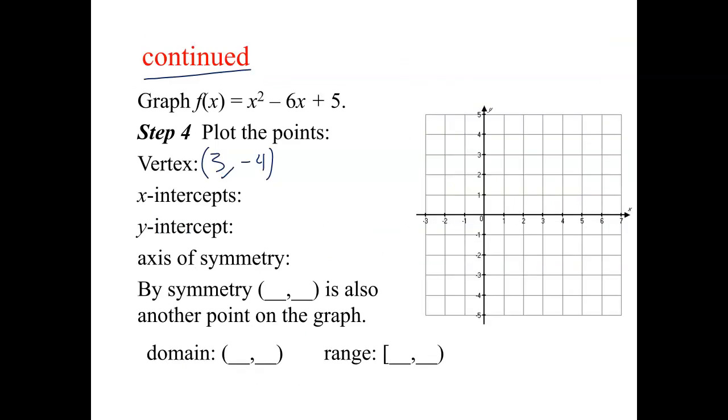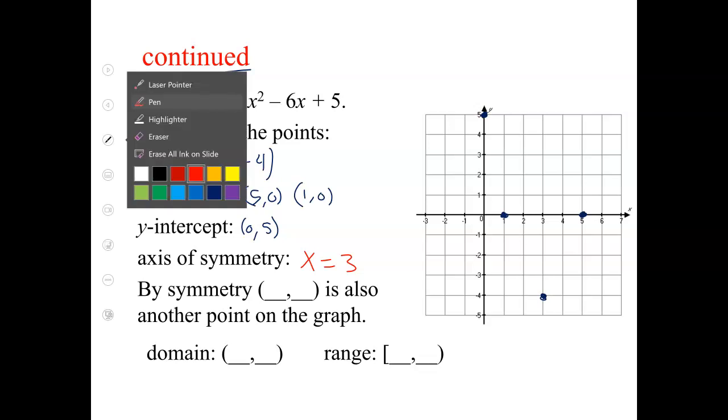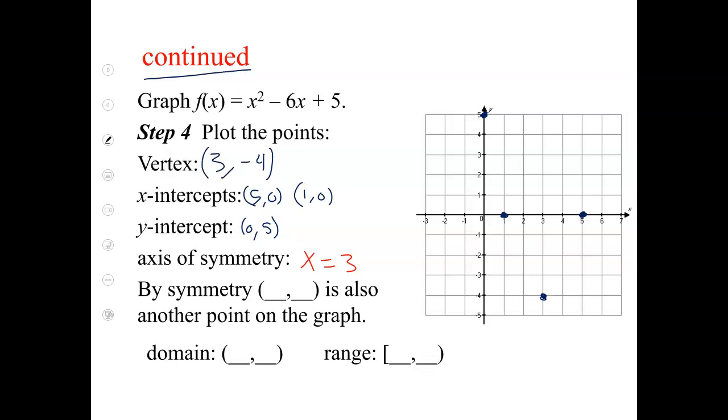What were my x-intercepts? 5, 0, and 1. Good. Y-intercept? 0. Good. Now, plot these points. I've got 3, negative 4, 1, 0, and 5, 0. And then I got my y-intercept at 0, 5. Alright? Now, based on my x vertex, where's my axis of symmetry? x equals 3. So let's take that axis of symmetry and draw that in there.